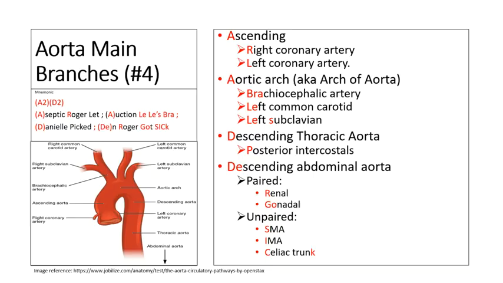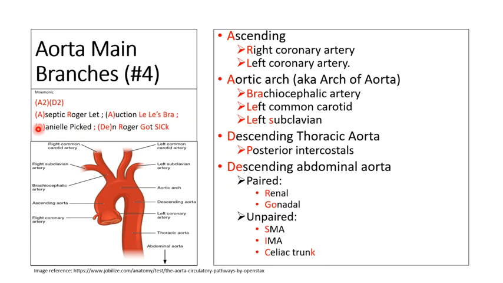All right. So the very first one is the aorta and the main branches. The aorta has four main branches, which are the ascending aorta, aortic arch, descending thoracic aorta, and the descending abdominal aorta. If you look at the left side of the screen, let me change it to the laser. So its main branches are four, as I said. So it's A2, D2.